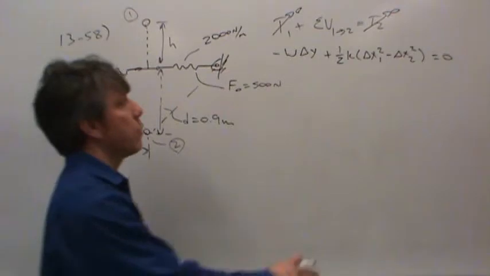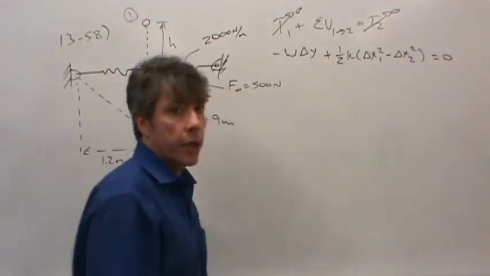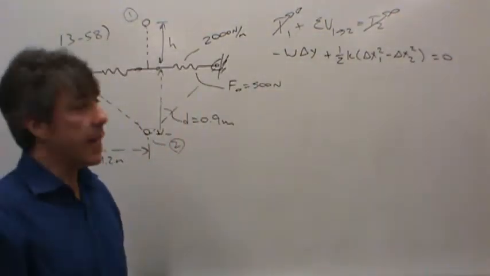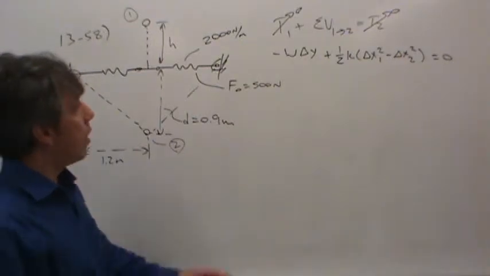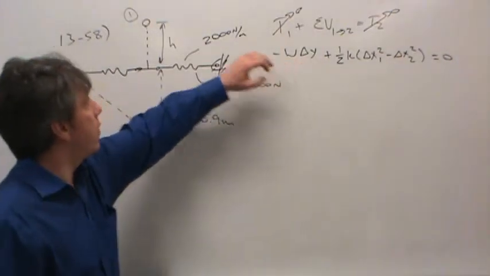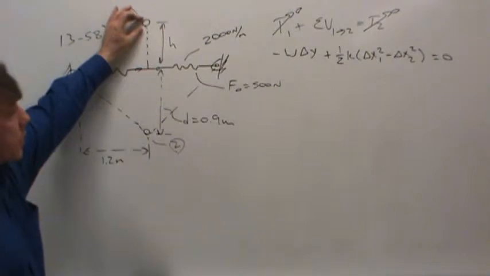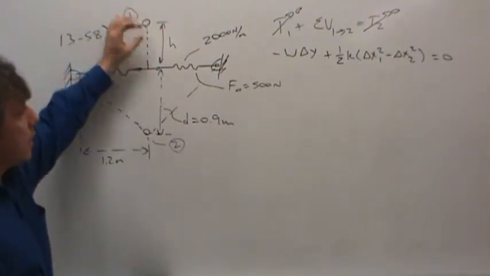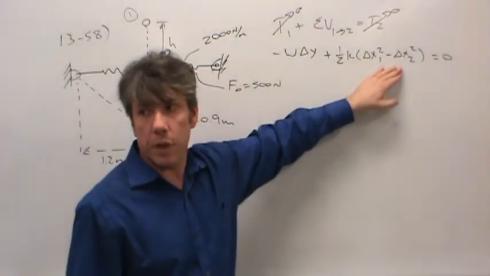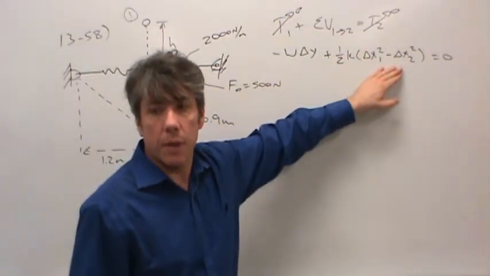Now we haven't figured out what delta x1 and delta x2 are yet. We'll do that along the way. But the idea here is that all of the energy that was in the pellet, or whatever this thing is, stone, whatever it is, all the energy in that mass is now moved over into the springs. That's all that's happened here.